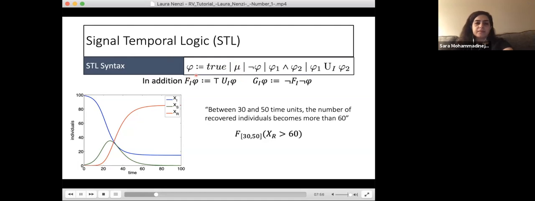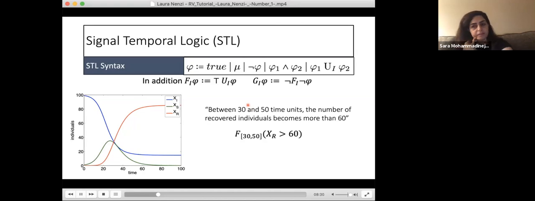We can see here the syntax of STL. We have the true constant, the atomic proposition mu, the negation, the conjunction, and then the temporal operator until: phi1 until, in a time interval I, phi2. And then we can derive also other operators, the eventually operator and the always operator, and the disjunction operator that can be derived from the conjunction.